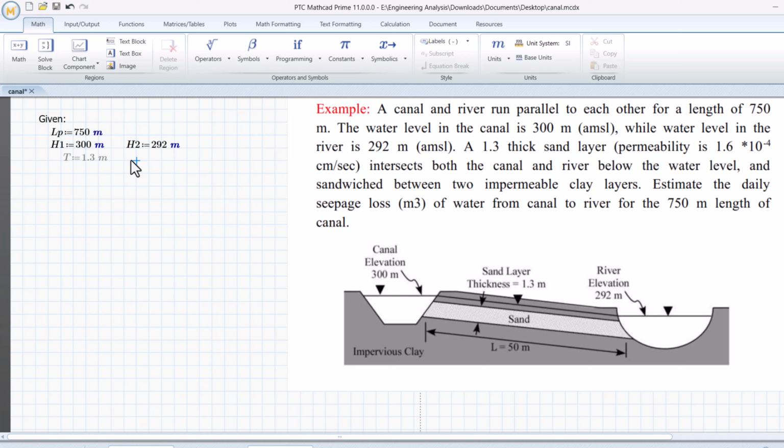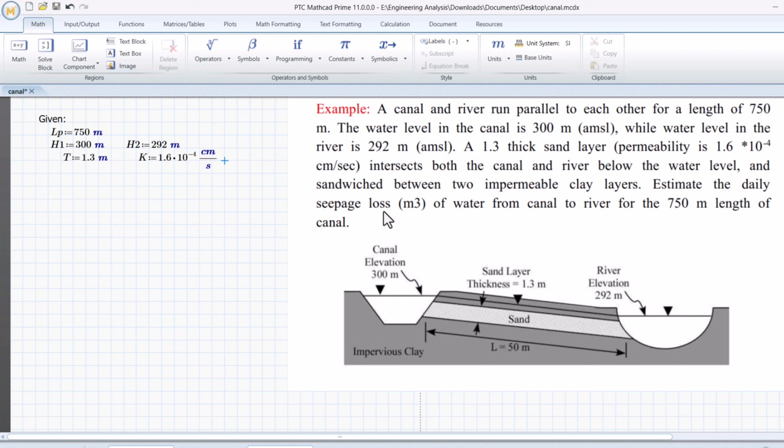Hydraulic conductivity K, capital K, equal to 1.6 multiply 10 to the power minus 4 centimeter per second. In this software, math got S for second.